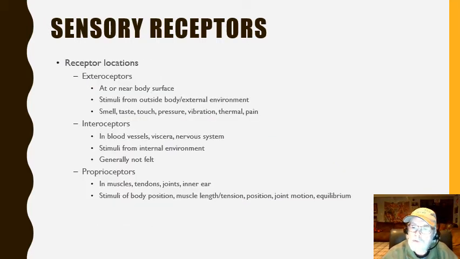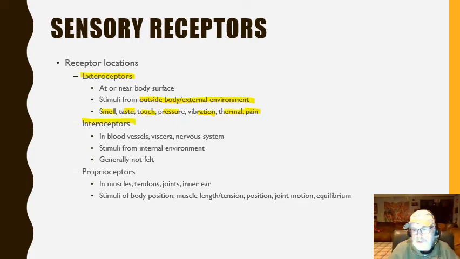Also, when we look at receptors, we have receptors which are called exteroreceptors. Exteroreceptors are at or near the surface of the body, and they detect external stimuli, because our body has to be in harmony with our environment. They detect stimuli from outside the body and the external environment. Things such as smell, taste, touch, pressure, vibration, thermal or temperature, and pain are basically what we call external receptors. They're really at the surface of the skin, very close to just underneath the skin, receptors that are able to determine what my external environment is.